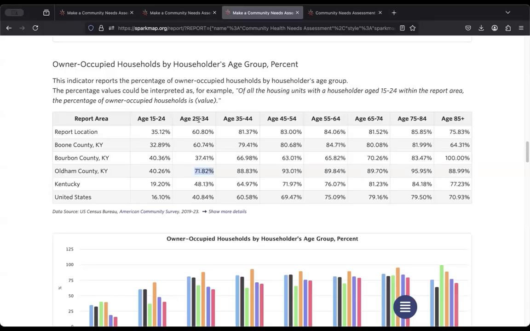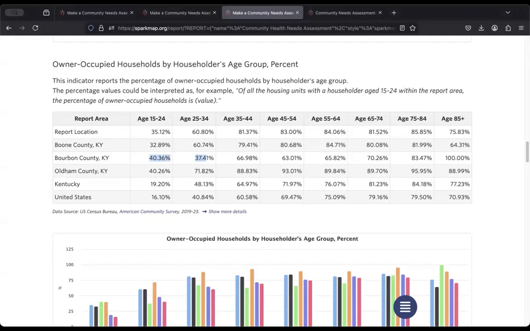As we get through to age 25 to 34, here in Oldham County, we can see that number goes up significantly, 71, 88, 93%. And that's exactly what you want to see, right? But then you want to see a little bit more of a drop off than what we have here to make room for some of those younger folks to be buying homes, right? So we can kind of see how that plays out here.